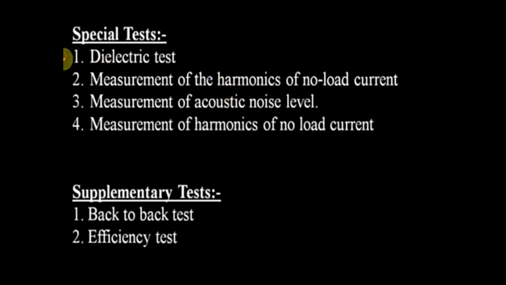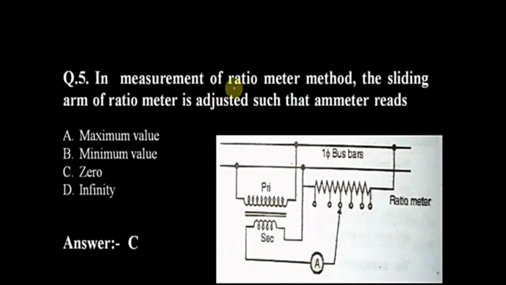And next is, in the ratiometer method of measurement, the sliding arm of the ratiometer is adjusted such that the ammeter reads: A is maximum value, B is minimum value, C is 0, D is infinity. So our answer is option C, that is 0.